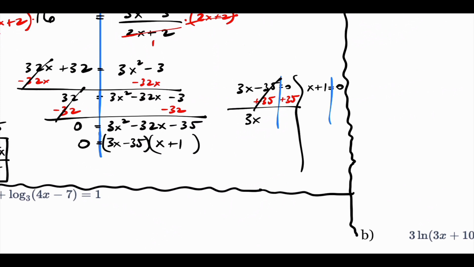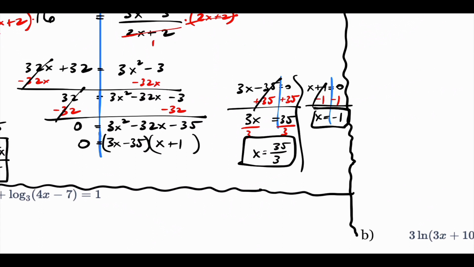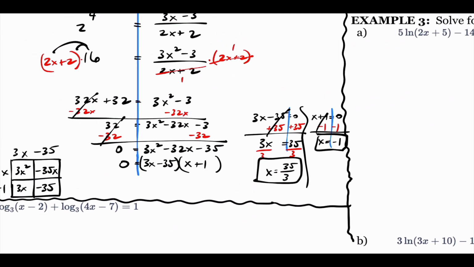So we get 3x equals 35, divide by 3. And then the other one is -1. So I get two answers, positive 35 over 3 and -1. 35 over 3 is almost 12. It's like 11.7, 11.6. Don't change it to a decimal. Leave it like that.